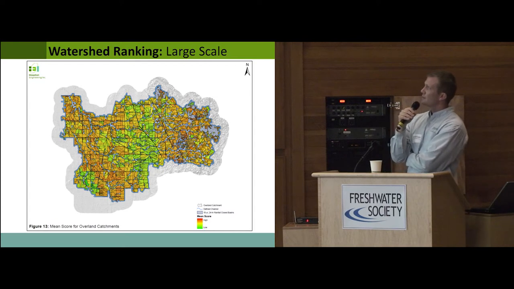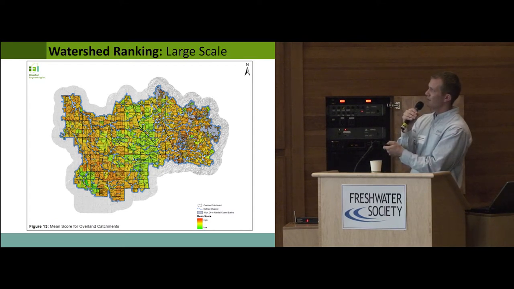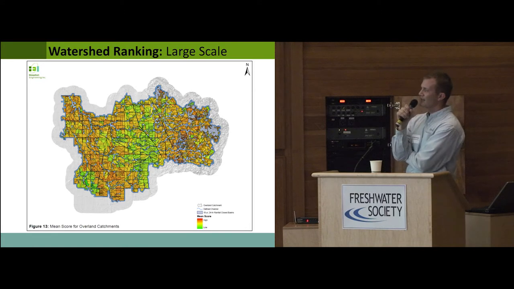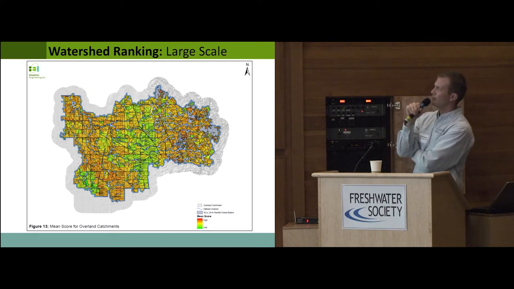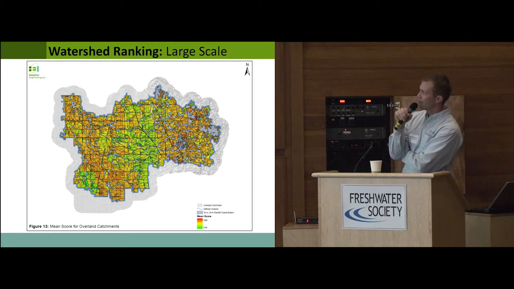So on a larger scale, we took all those values and came up with a mean score per overland catchment. When I say overland catchment, that's the contributing area that gets to what we consider our in-channel areas. You can see on this map, red areas correlate to a high score, greens correlate to a lower score.